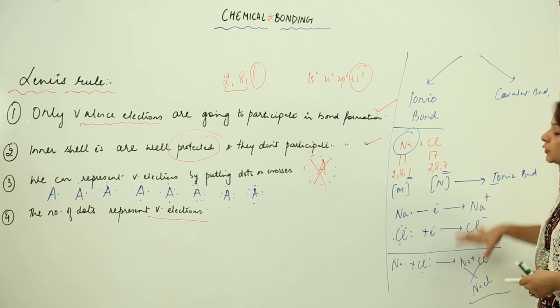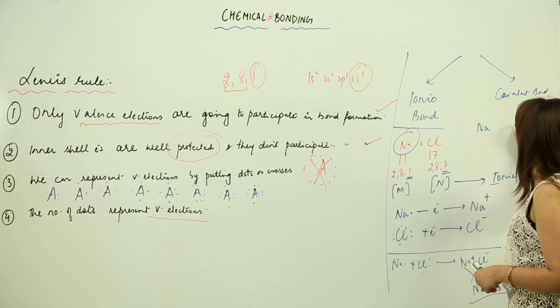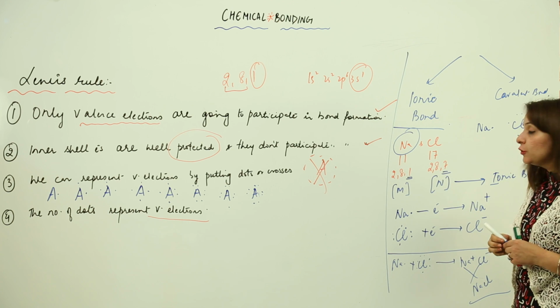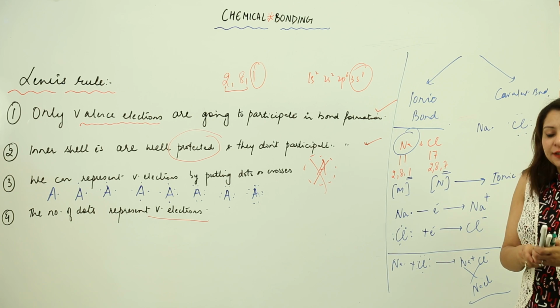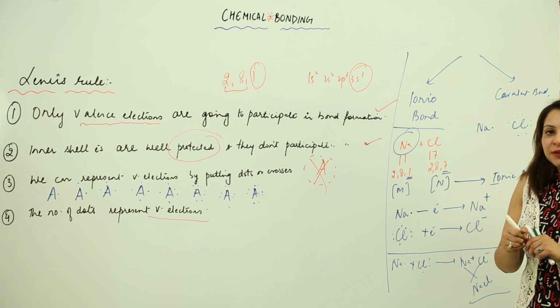So this is one method to represent an ionic bond. The other is with sodium and chlorine, where I am going to draw the dots, and sodium has 1 dot. Here I am just going to put an arrow, in order to show which atom donates an electron and which atom gains an electron.